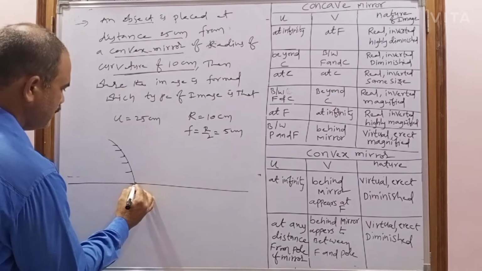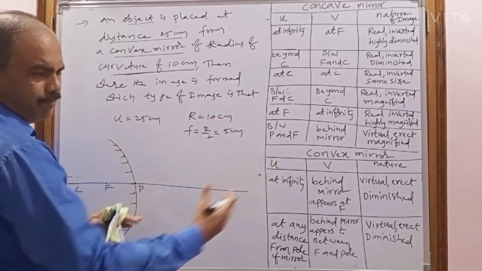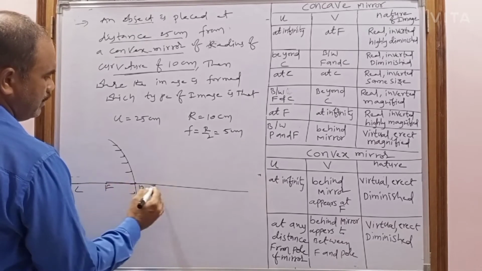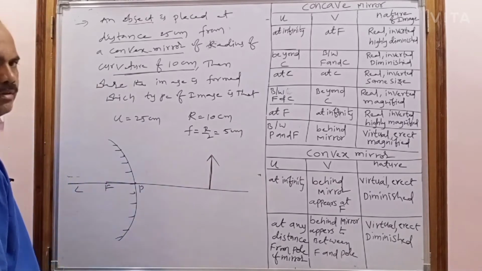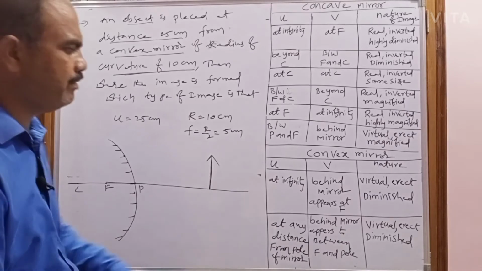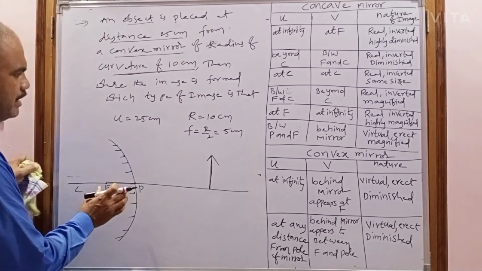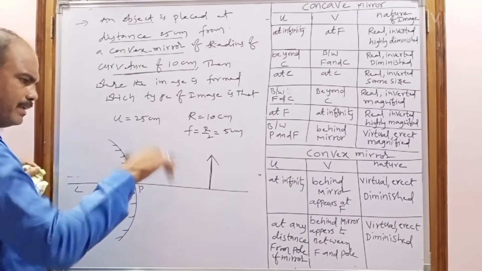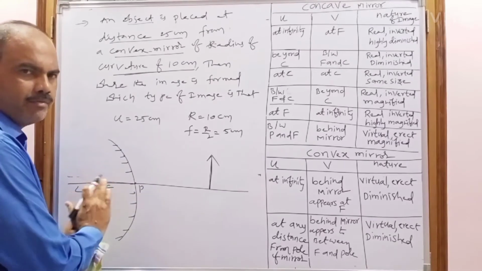Simple. Now consider this is the pole, this is the focus, and this is the center of curvature. Now the object is before the mirror at a distance of 25. For example, consider this distance is 5. So this is the 25. Now where is the image formed? Simple, behind the mirror, between the pole and focus. The distance between the pole and focus is 5 centimeter, so you can also guess the image distance: below 5 centimeter it can be formed.